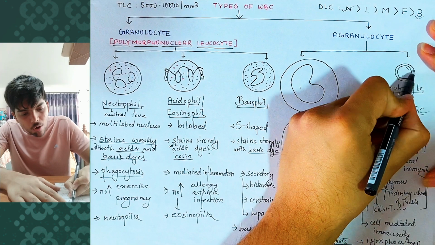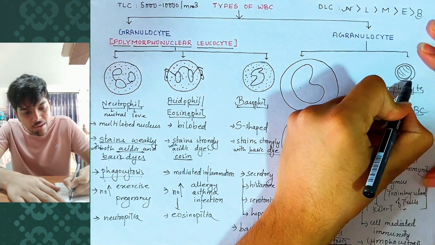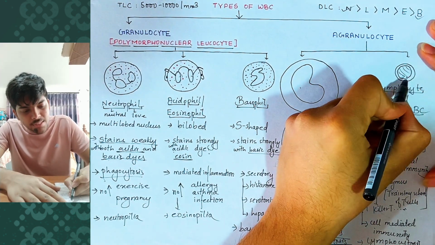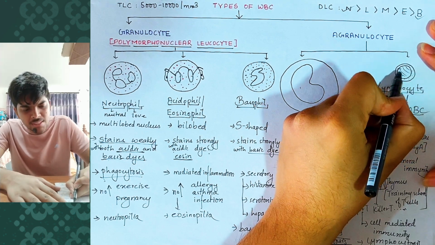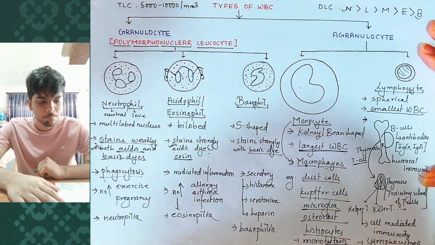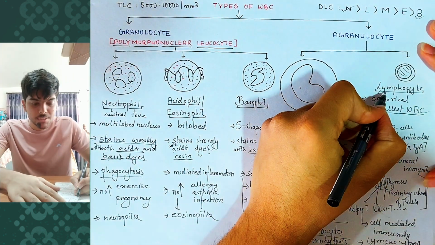The nucleus that is found is spherical, and as compared to the size of the cell, the size of the nucleus is large. So the amount of cytoplasm is very less or scanty. There are two types of lymphocytes.